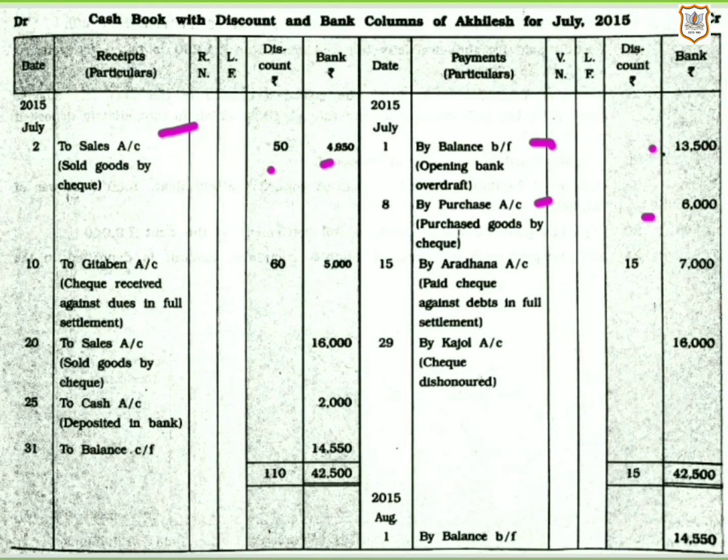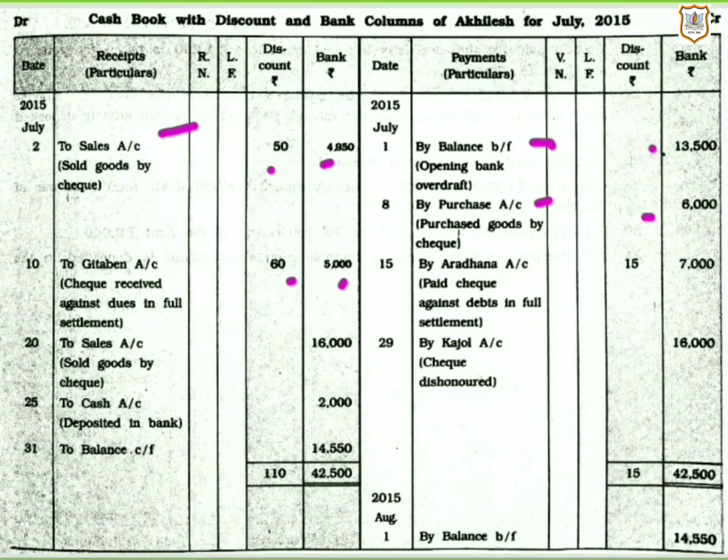That means we have given allowance. So here allowance will be treated as an expense. So here we will write 60 rupees, which is allowance, and in the bank column we will write 5,000, the amount which we received through check.